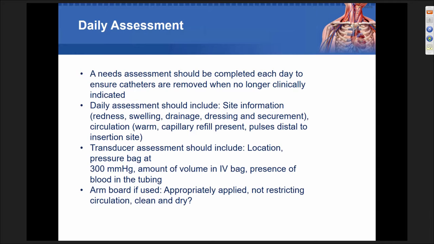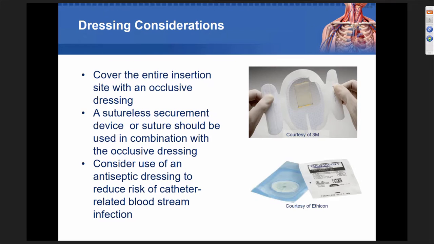Does it restrict their circulation? And is it clean and dry? We really should be assessing the entire picture to make sure we're optimizing catheter performance. So when you think about dressings and risk reduction, you want to use an occlusive dressing. You want to cover the entire insertion site.